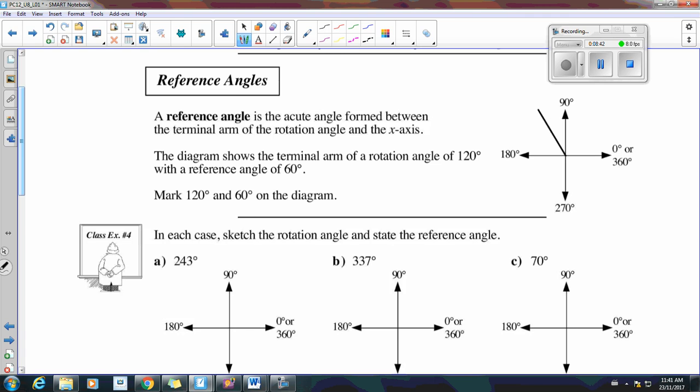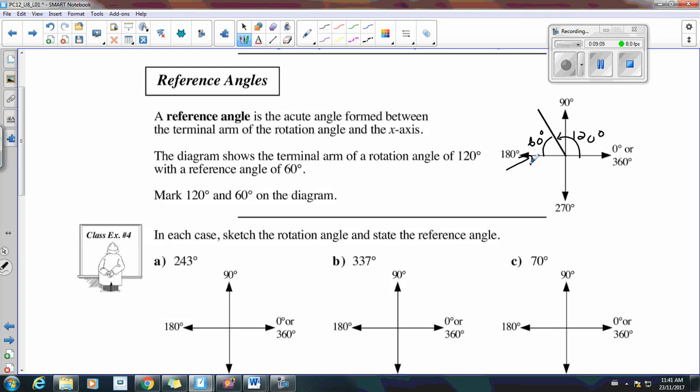So the diagram shows the terminal arm of a rotational angle of 120 degrees. Mark 120 and 60 on the reference angle, with a reference angle of 60, sorry. So our angle from here to here is 120 degrees. This portion here is 60. The acute angle, that is our reference angle, would be this angle of 60.